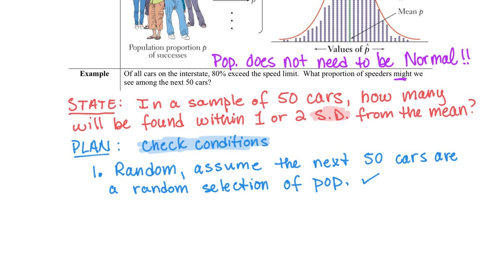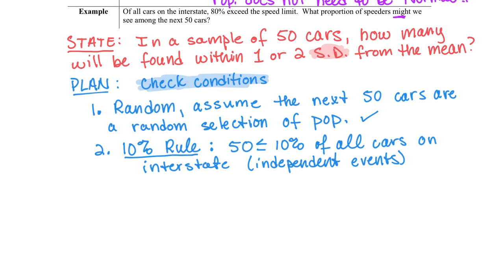All right, the next check is the 10% rule for independence. It is safe to definitely assume that 50 cars is less than 10% of all the cars on this interstate. So we do have independent events. And finally, the third, the large counts.